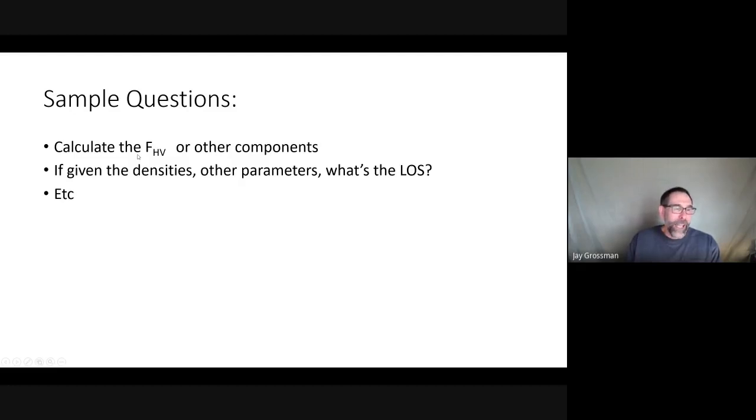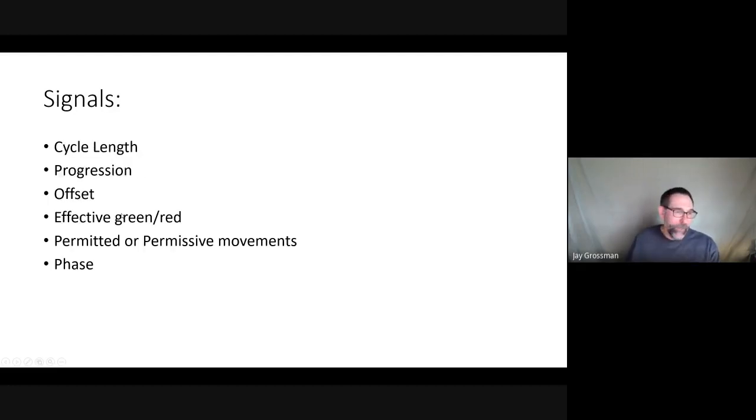So you can calculate the heavy vehicle factor. All right. Traffic signals. We're going to want to know what the cycle length is, what progression, offset, and these are terms. So be familiar with what these terms are. And this would probably be more on those multiple choice questions toward the beginning. All right. So know what those terms are.